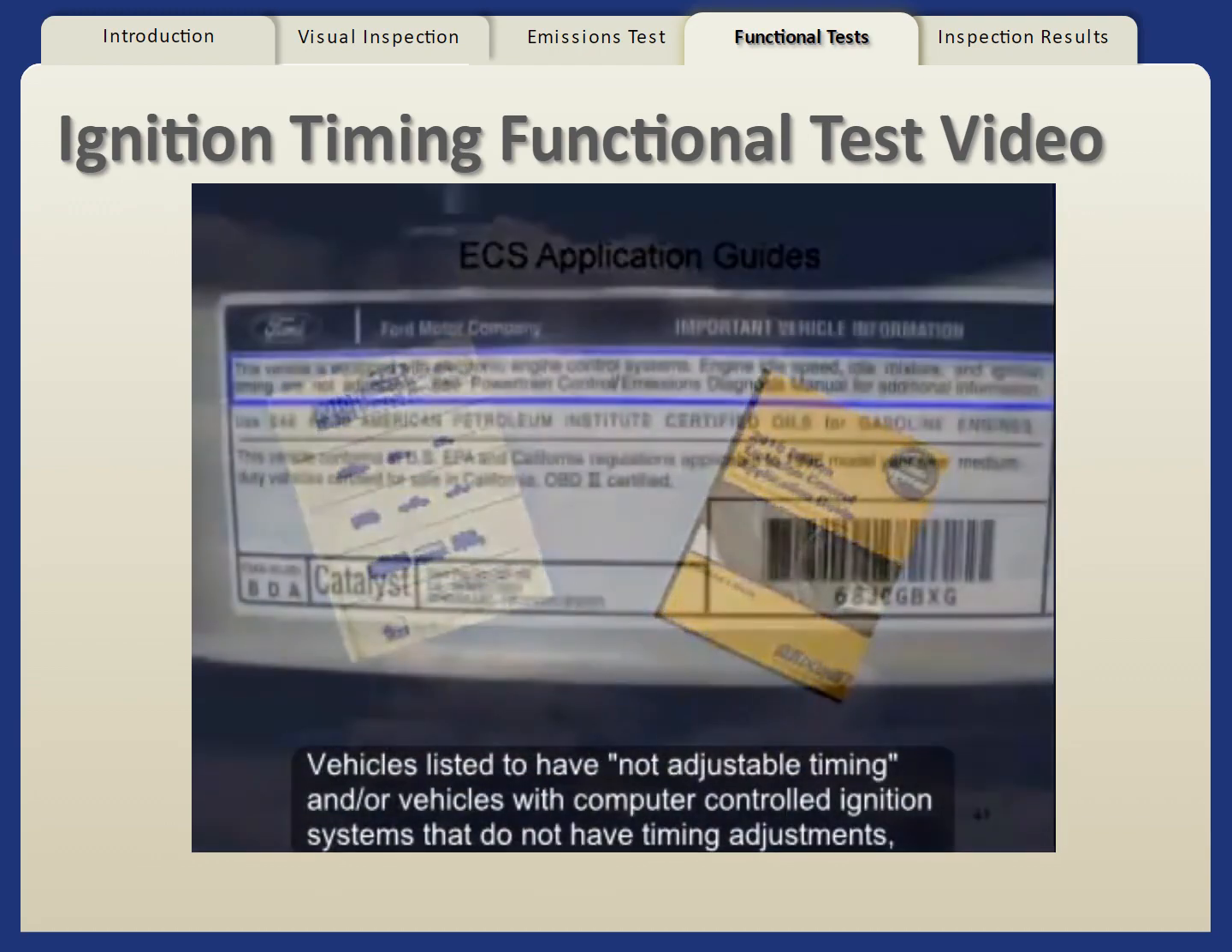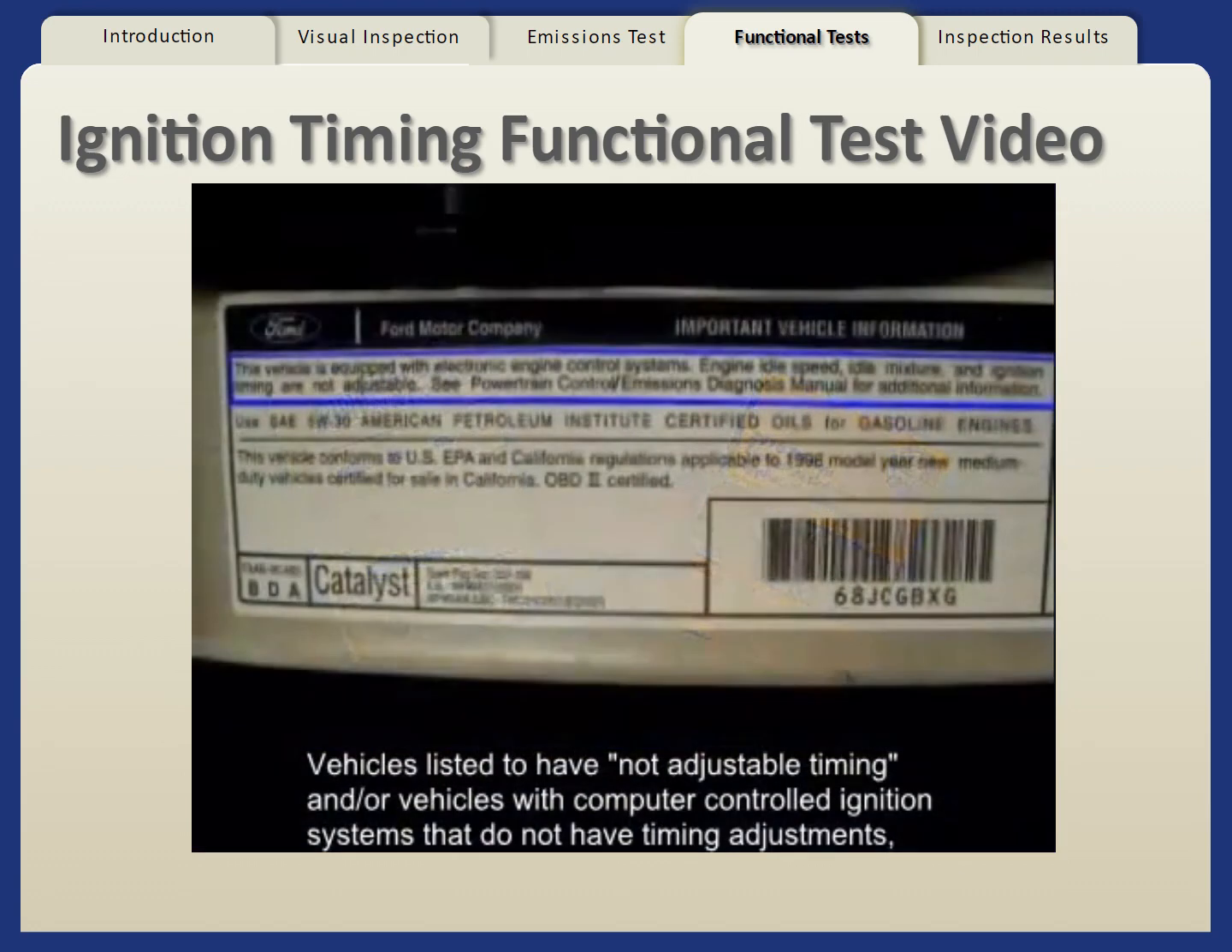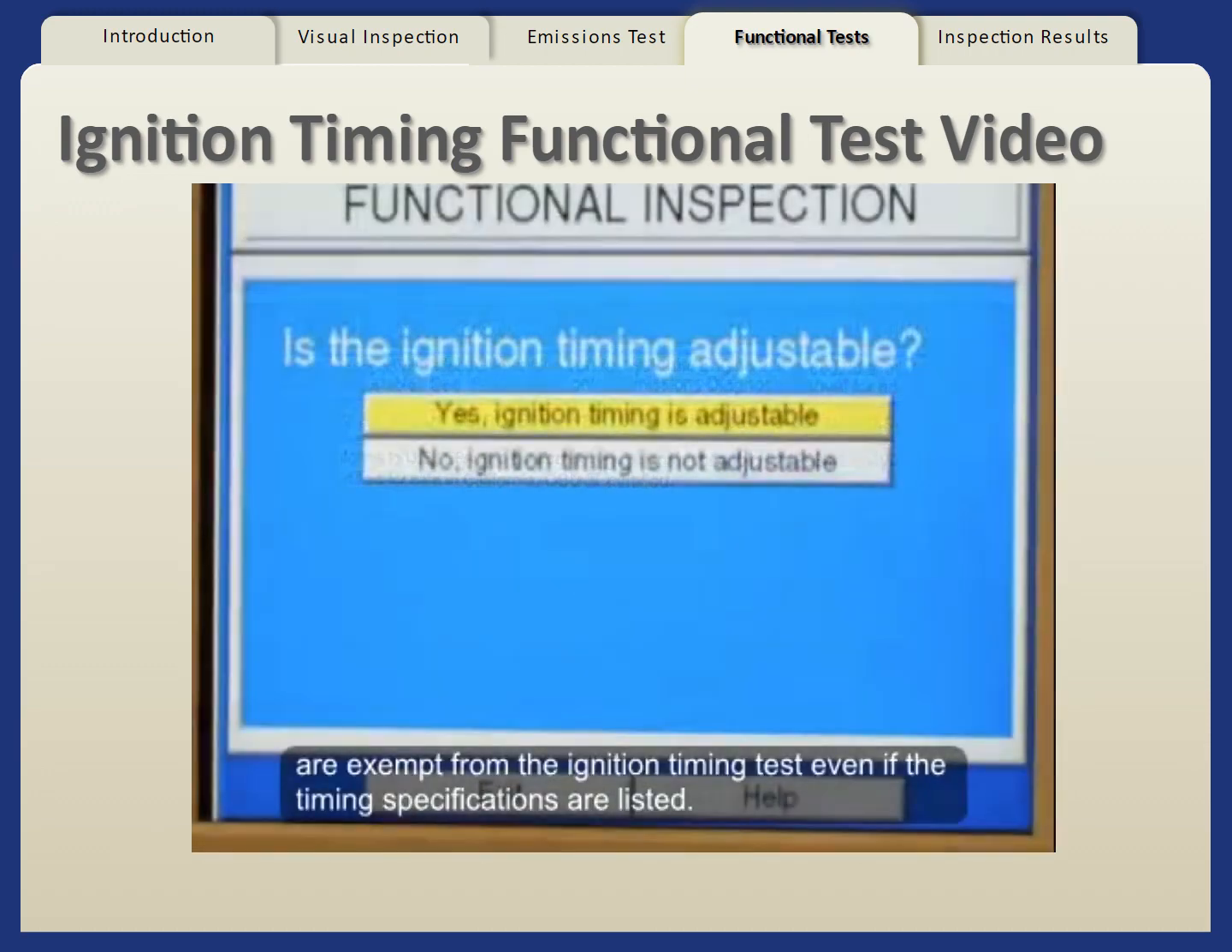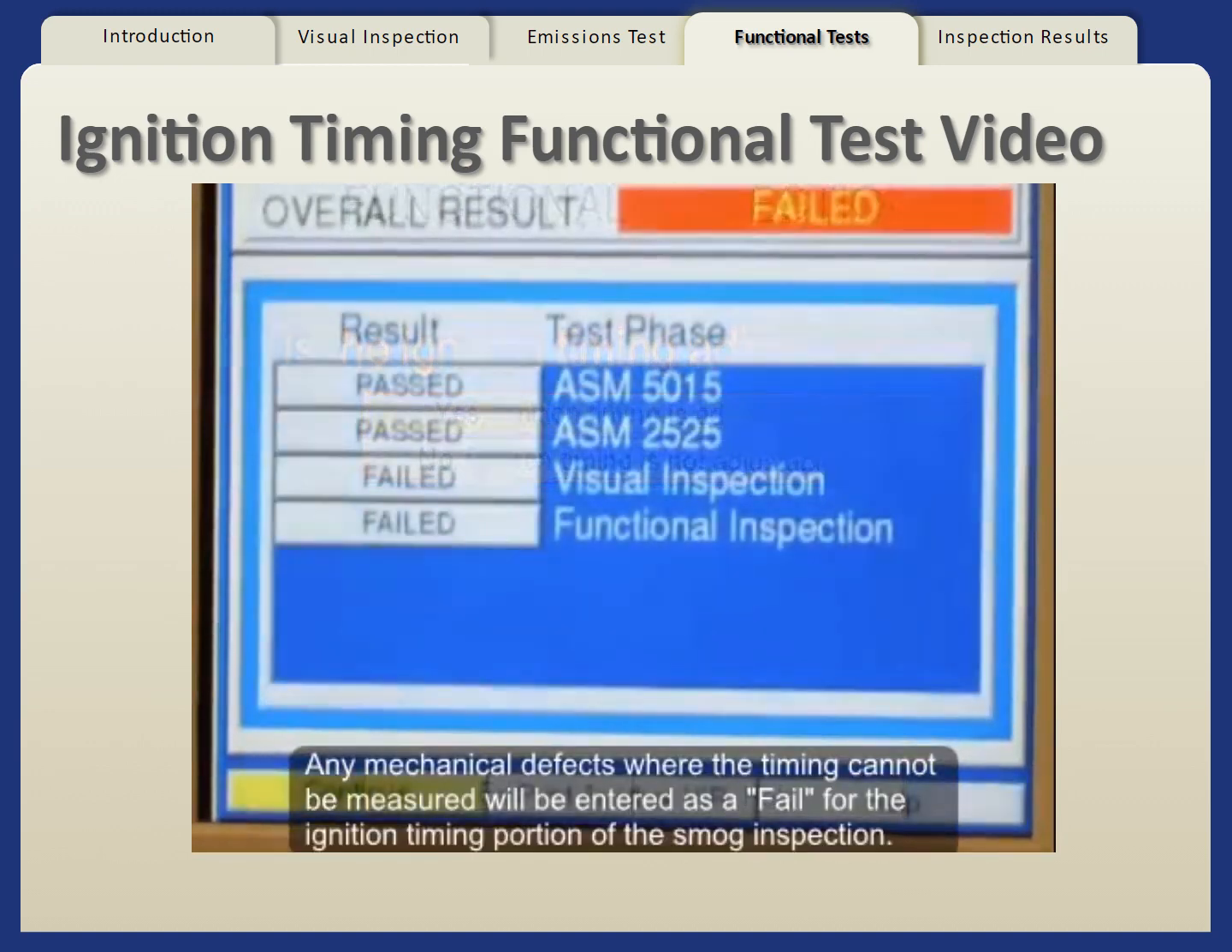Vehicles listed to have not adjustable timing and/or vehicles with computer-controlled ignition systems that do not have timing adjustments are exempt from the ignition timing test even if the timing specifications are listed. Any mechanical defects where the timing cannot be measured will be entered as a fail for the ignition timing portion of the smog inspection.